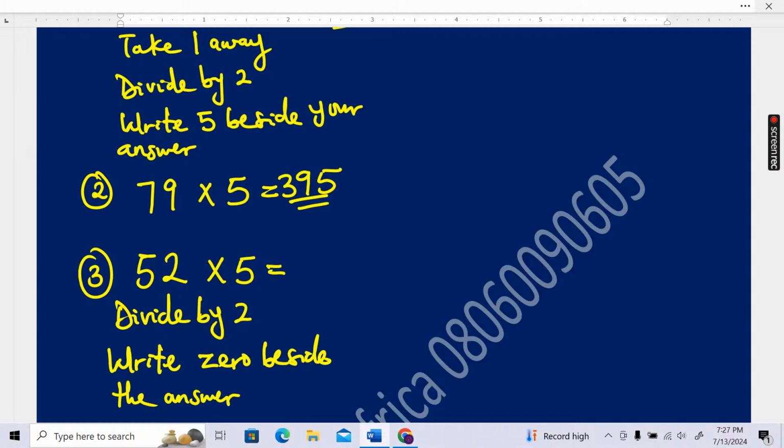Divide 52 by 2 and write 0 beside the answer. So when you divide 52 by 2, we will have 26. Then write 0 beside it. That makes it 260. So 52 times 5 is equal to 260.